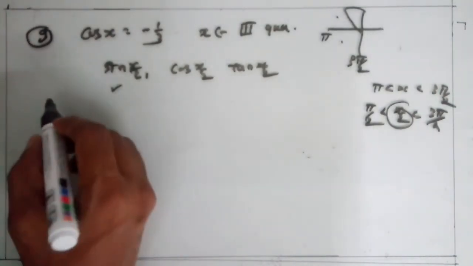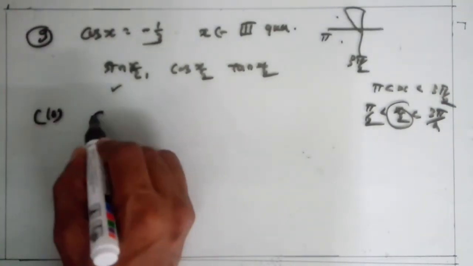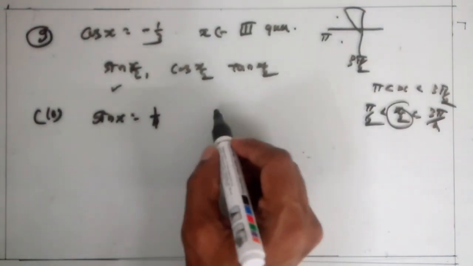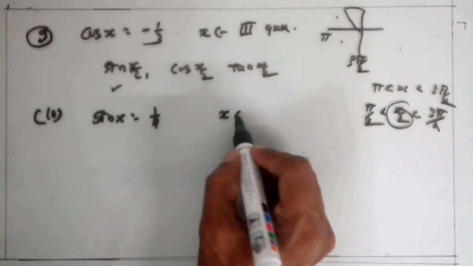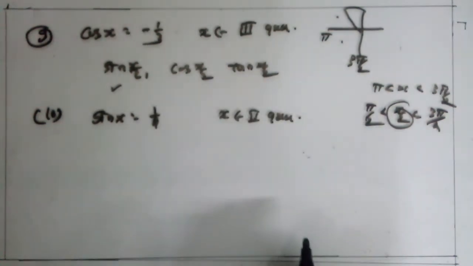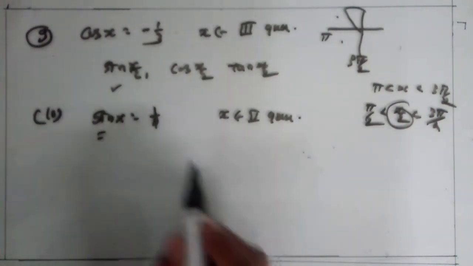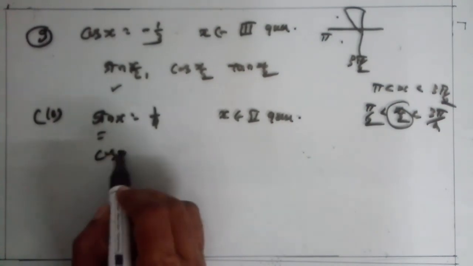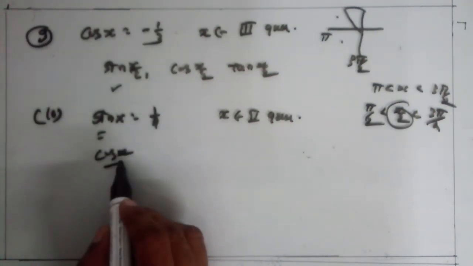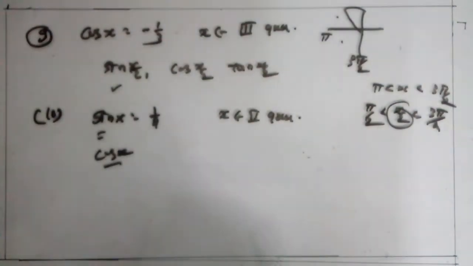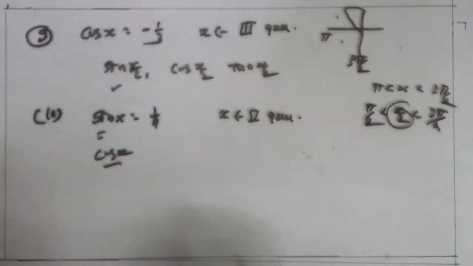Now question number 10. Sin x is equal to 1 upon 4 and x lies in the second quadrant. Sin is given. From this sin, get the value of cos, and using the value of cos and the half angle formula, get sin x by 2, cos x by 2 and tan x by 2. Clear? Just try to solve this yourself.